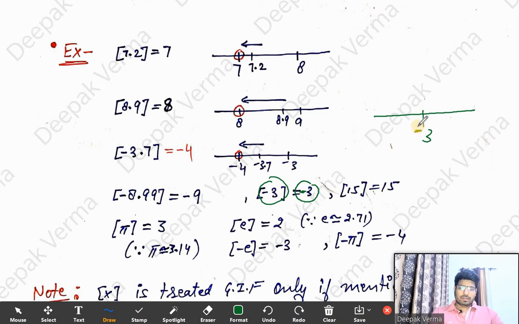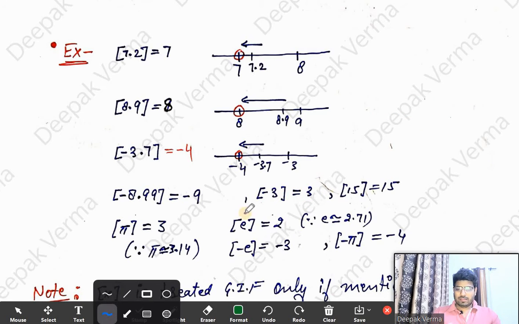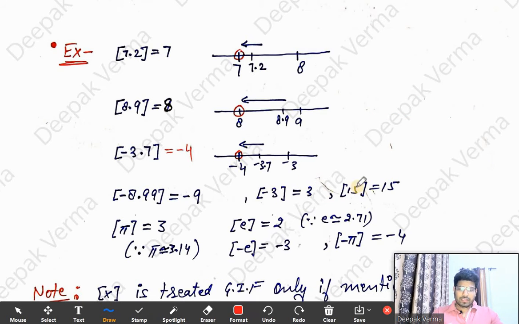Now according to our definition, what we have to do? We have to move towards left. The very first integer that we get is our required answer. But in this case, this is the integer itself. So the integer itself is the required answer. So remember this: if we have mod 15, this is an integer, so the answer will be 15 itself.